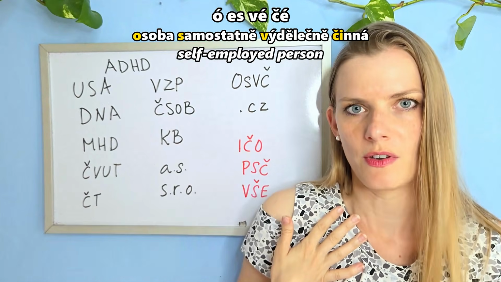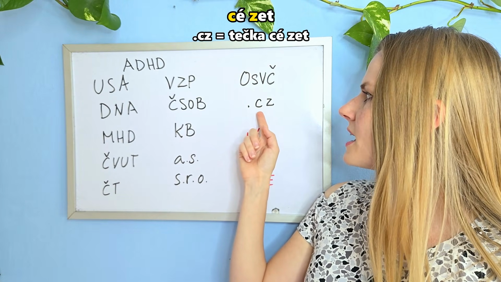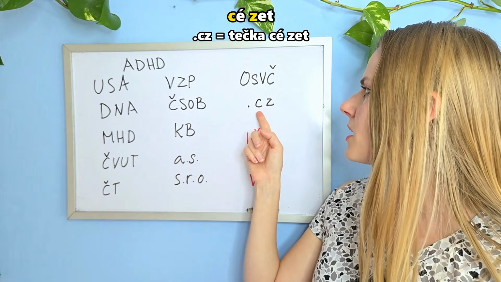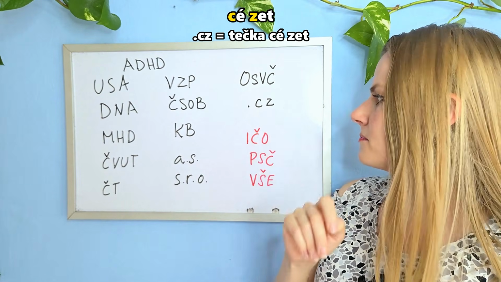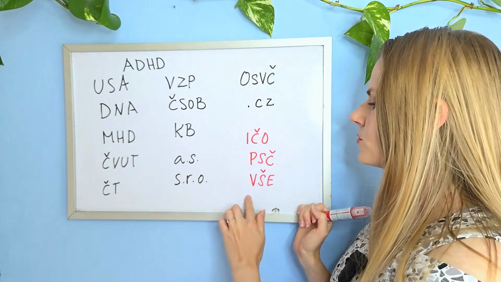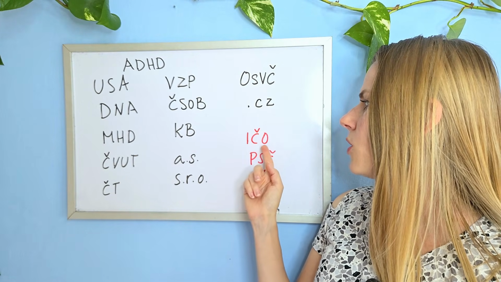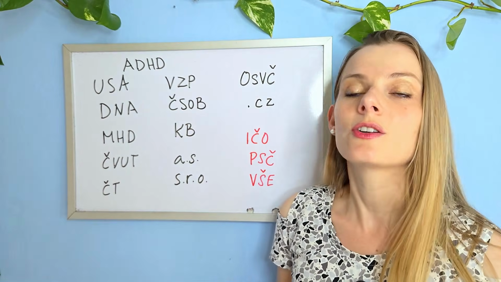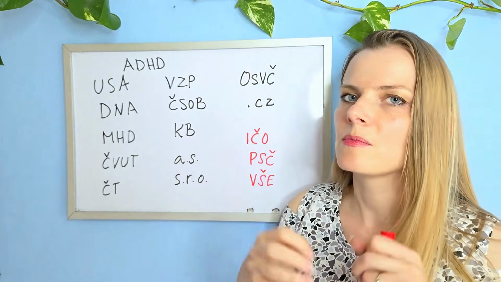Já jsem OSVČ. Now, speaking about websites, this would be CZ. Czech websites would have this ending, .cz. Now, what about these that I wrote in red? We could read them as I-Č-O, but in common speech, because these are so frequent, we would actually read them as a word.